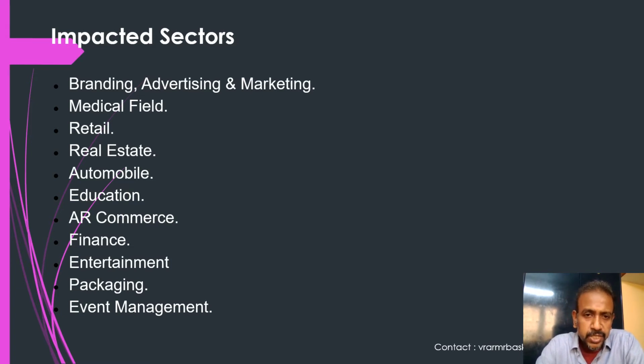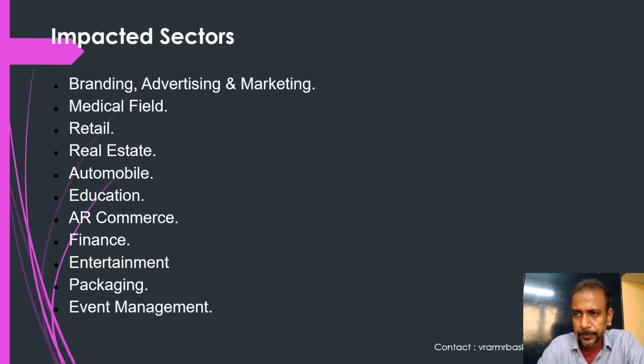So branding, advertising, marketing, medical field, retail, real estate, and automobile. These are the impacted sectors. Because if you have a branding, advertising or marketing agency, you have marketing brochures, manuals, or slides which you distribute for selling the product. Instead of a static image, you can provide an interactive way of reaching the customers using immersive reality.